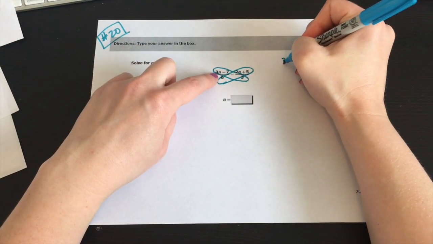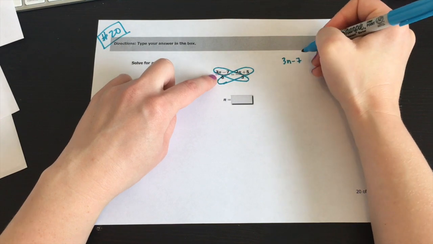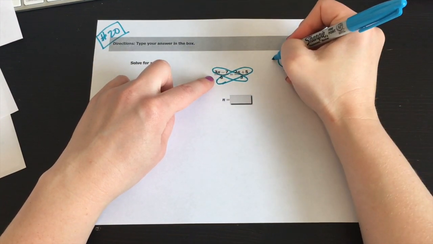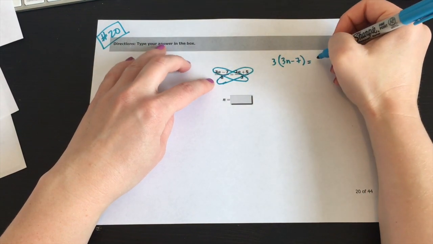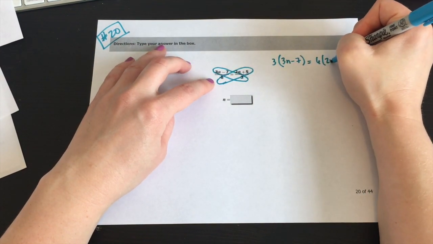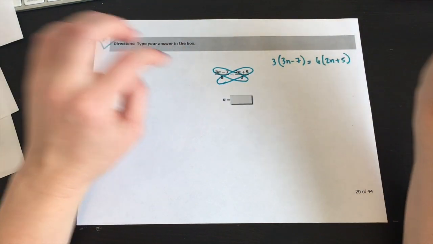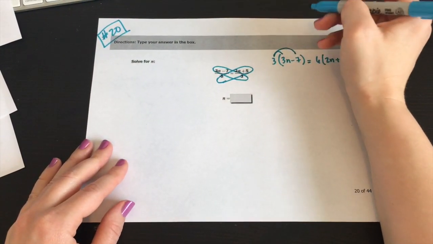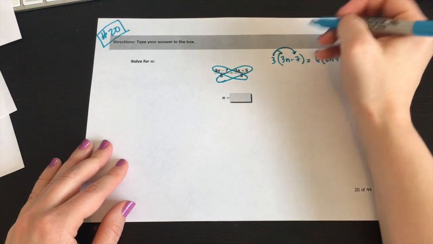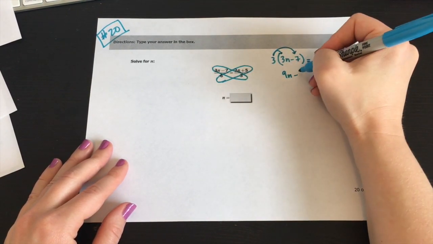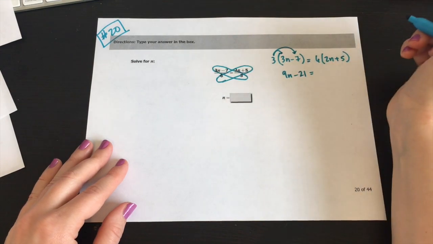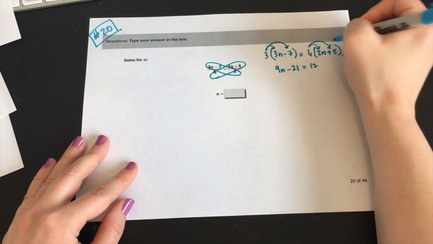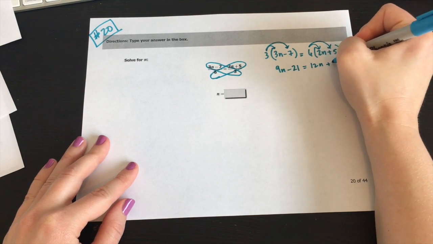So 3n minus 7, and we're going to multiply that times 3. And then 6 times 2n plus 5. All right, there's our situation. So send this through, right? 9n minus 21. And then 6 is going to go through as well. 12n plus 30.